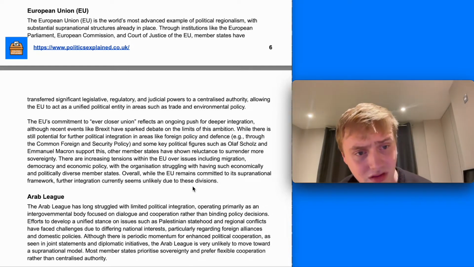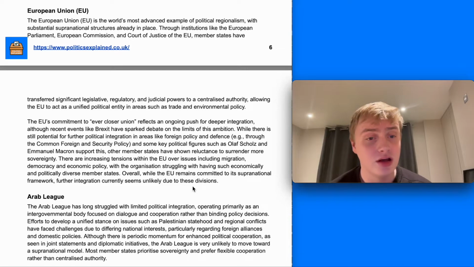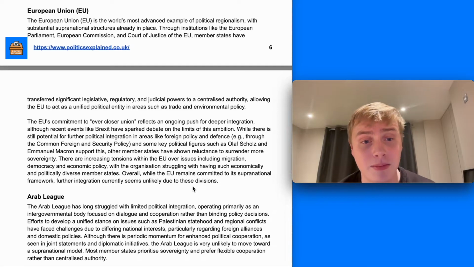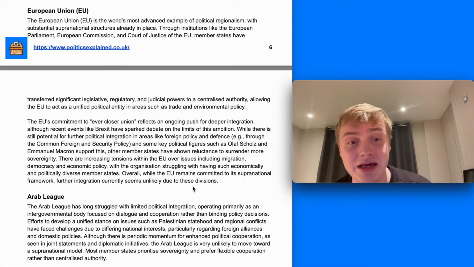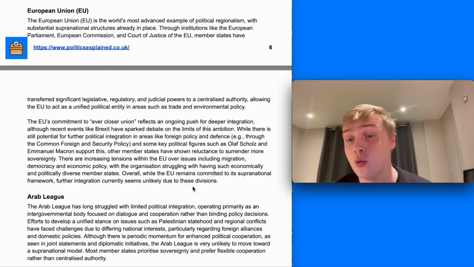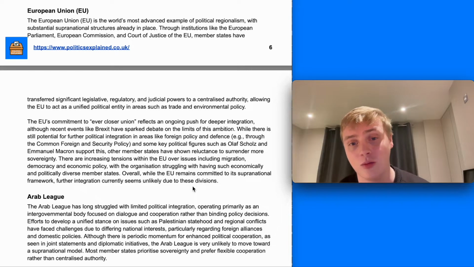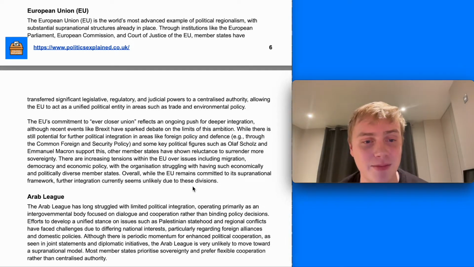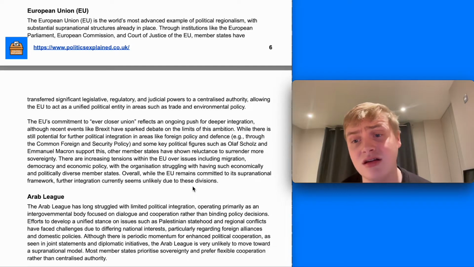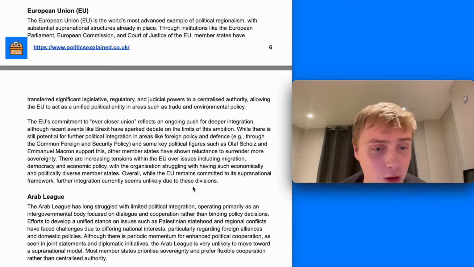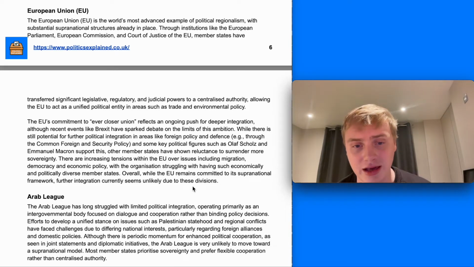And while there's still potential for further political integration in areas like foreign policy and defence, and some key political figures like Olaf Scholz and Macron support this, for example, calling for an EU army, other member states have shown real reluctance to cede more national sovereignty, and across all member states there are relatively strong populist Eurosceptic movements that would potentially prevent national governments from pursuing this aim. There's also, in the last 10, 15 years, increasing tensions within the EU over issues like migration, democracy, and economic policy, with the organisation overall struggling with having such economically and politically diverse member states.